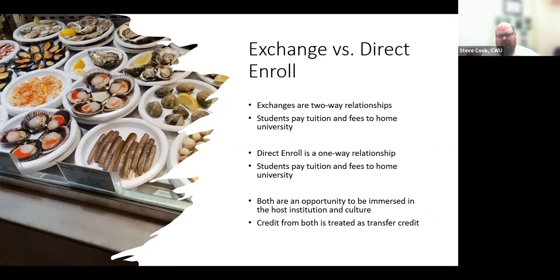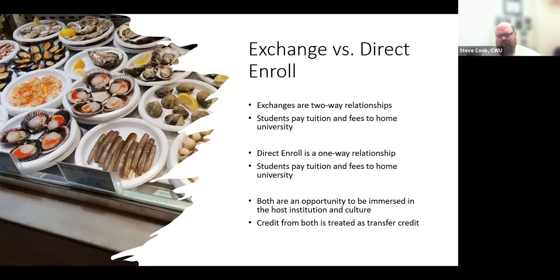Direct enroll, on the other hand, is basically a one-way relationship. You are directly enrolling in the partner. They're abroad, they are not sending students back to us. And then you will pay tuition fees. It says to home university. I was typing too quickly this morning, and that should say host university or host institution. So you're not paying CWU tuition and fees. You're paying whatever tuition and fees the host institution sets up for the program. And that's going to vary by host and often by country as well.